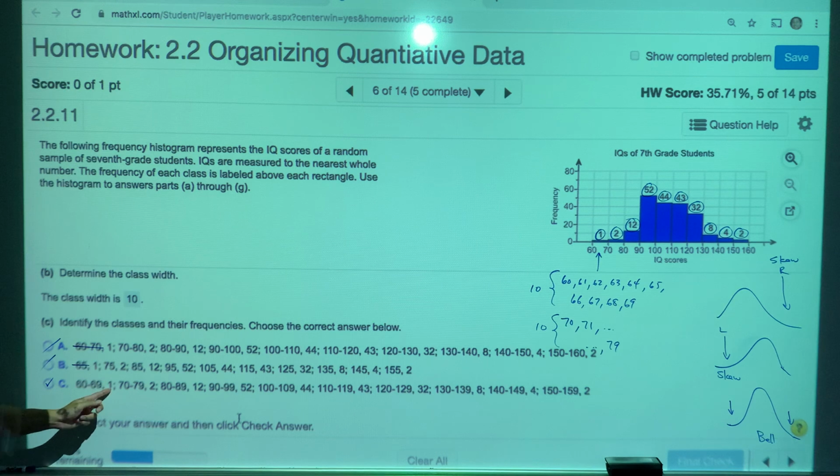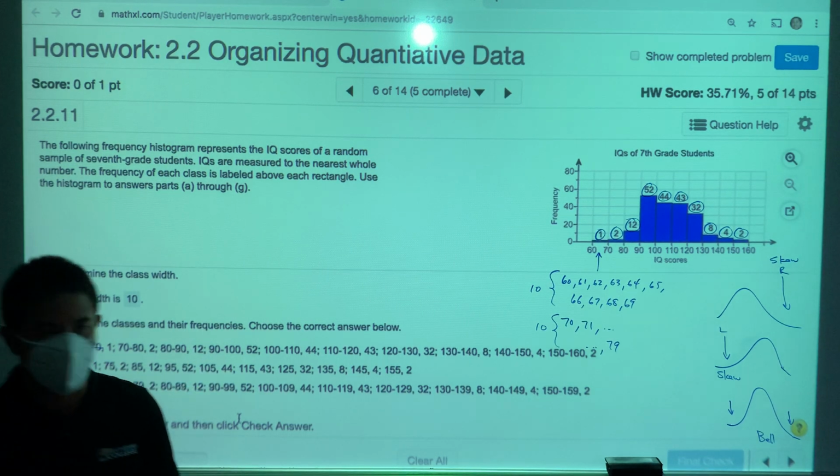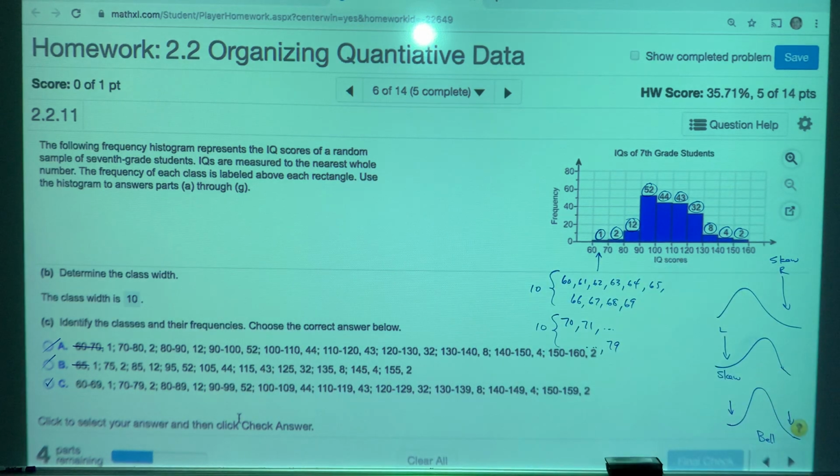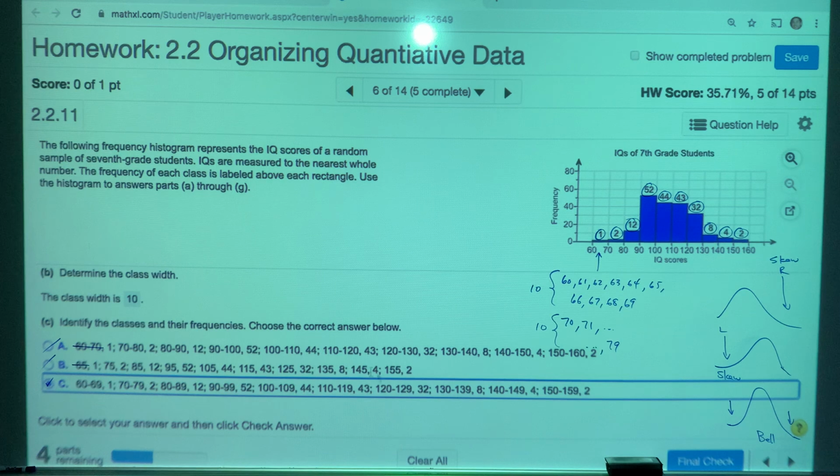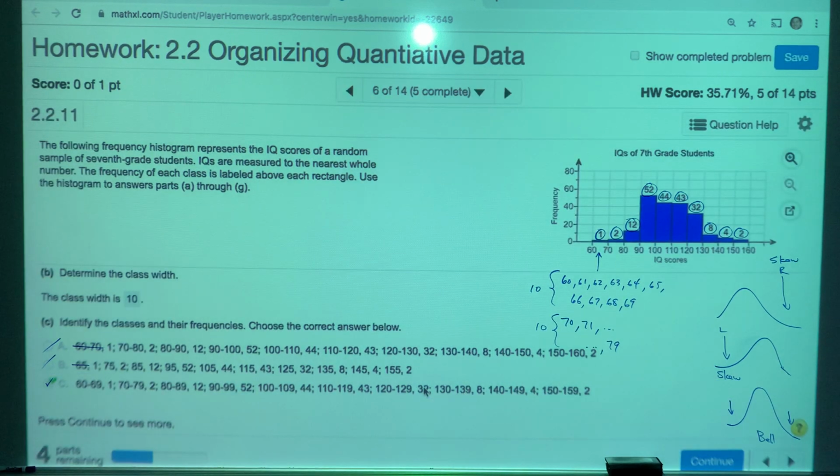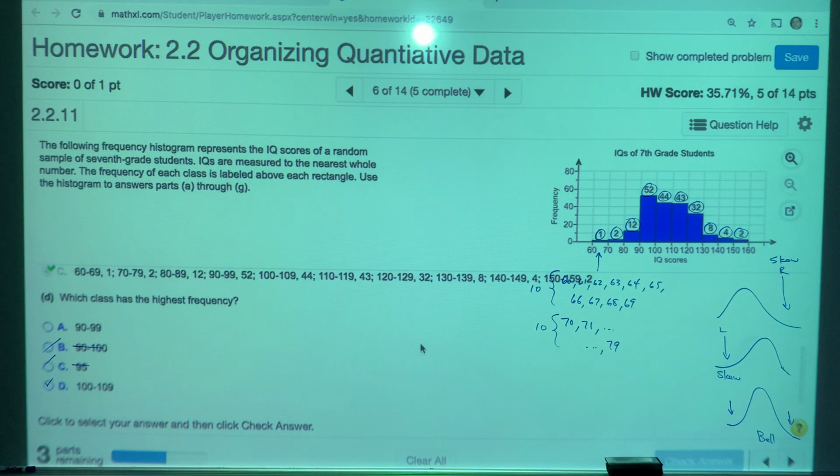60 to 69, one person. 70 to 79, two people, and so on. Everybody follow? Any questions about that at all? Okay, so just from looking at and understanding the class widths, it helps you answer that question. All right, next. Which class has the highest frequency?